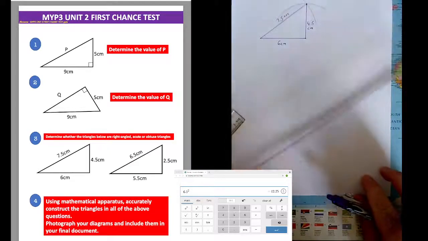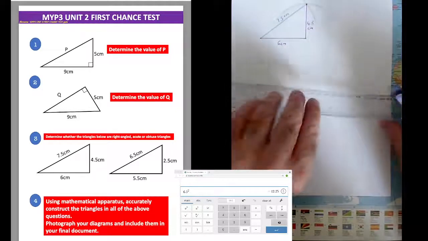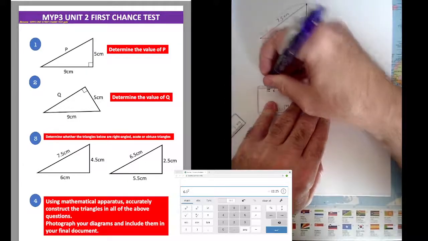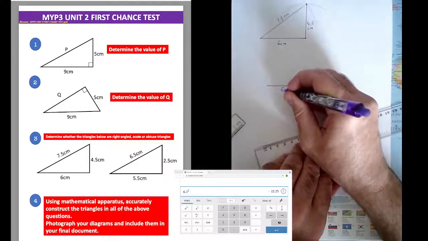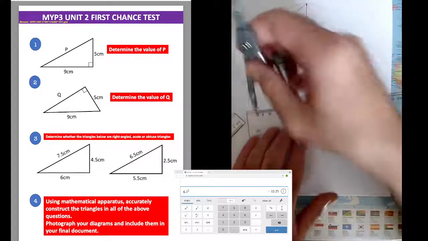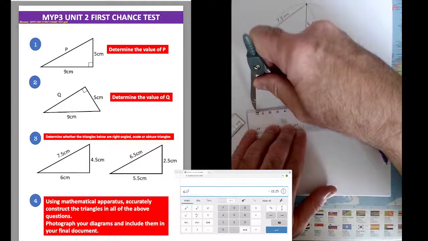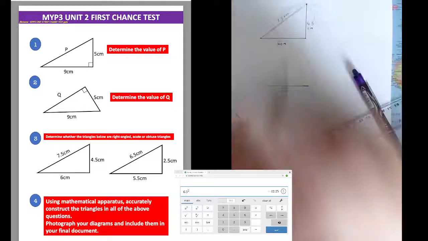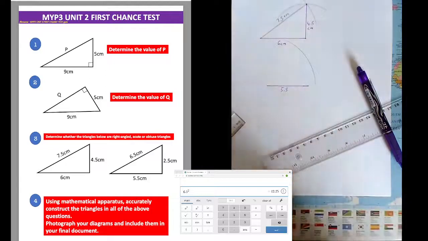Okay, and then the very last one, similar sort of construction. We're just going to use the information about the side lengths only. So the base is going to be 5.5. There's 5.5. It's going to be 6.5 centimeters from the left-hand end. So I'll get my compass at 6.5 centimeters and draw an arc there. So everywhere on that arc is 6.5 centimeters away from there.